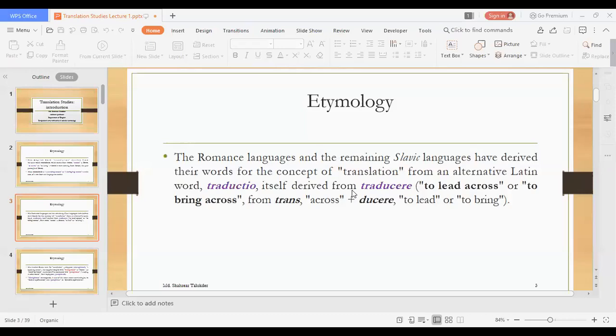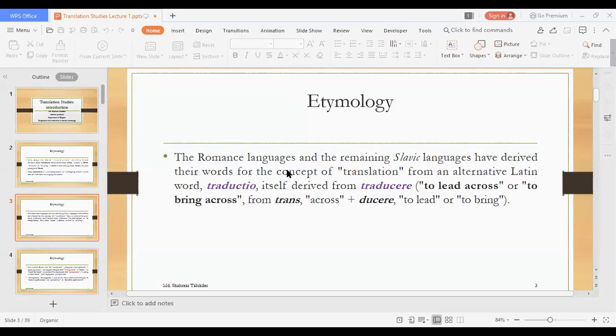That means to lead across or to bring across. So from trans, across is there, you can see that. And ducere means to lead or to bring. So in any way, whether you say translatio or you say traductio, in whatever way you try to explain it, the idea is that you have to continue it from one language to another language. That's why it's called to lead across. That means you have to lead the source language to the target language.